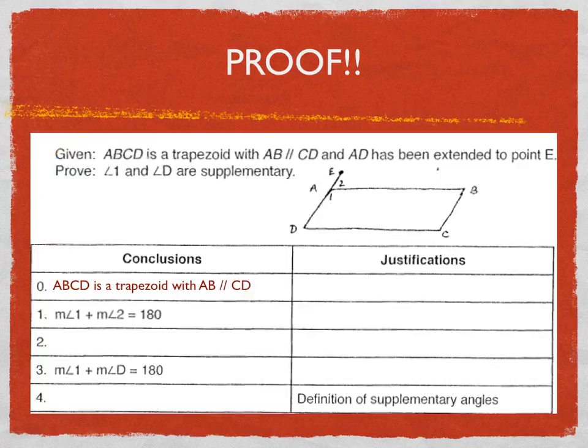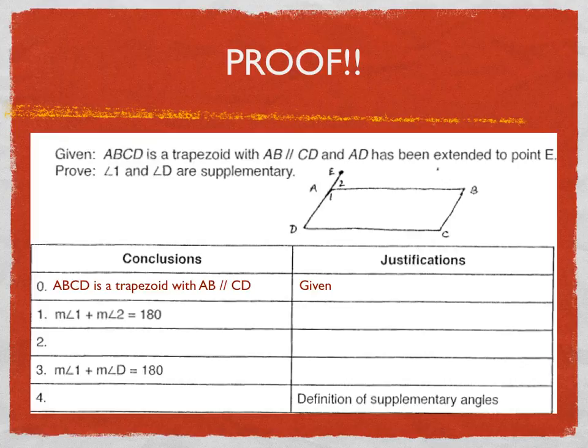So it's a trapezoid. The big part there is that AB is parallel to CD, because that's gonna give me what my bases are, so I can work with those. What is my justification for that first line? Given. It's always just a given, and that's the information I am told. Alright, so what we are trying to prove here is that angle 1 and angle D are supplementary.